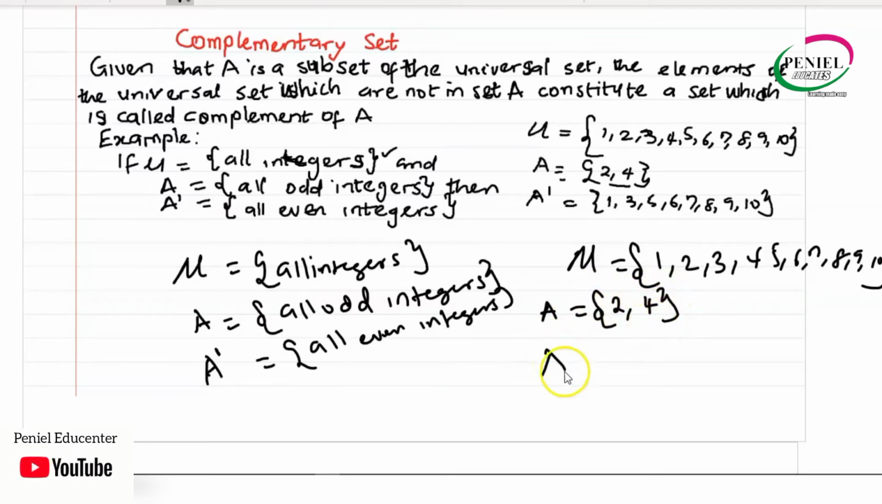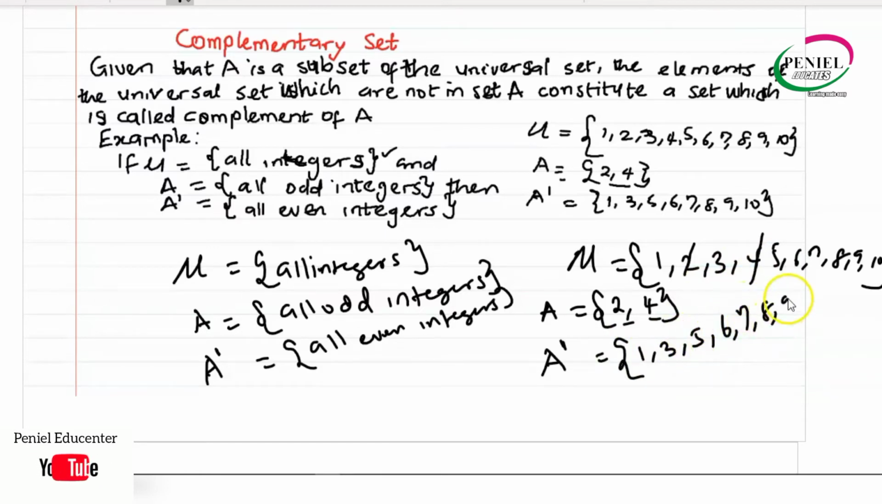All right, so A complement will be any other thing that are not 2 and 4 in the universal set. So if my A complement, I'll take 2 out, I'll take 4 out. So my universal set, my A complement will be 1, 3, 5, 6, 7, 8, 9, and 10. All right, so that is a complement.